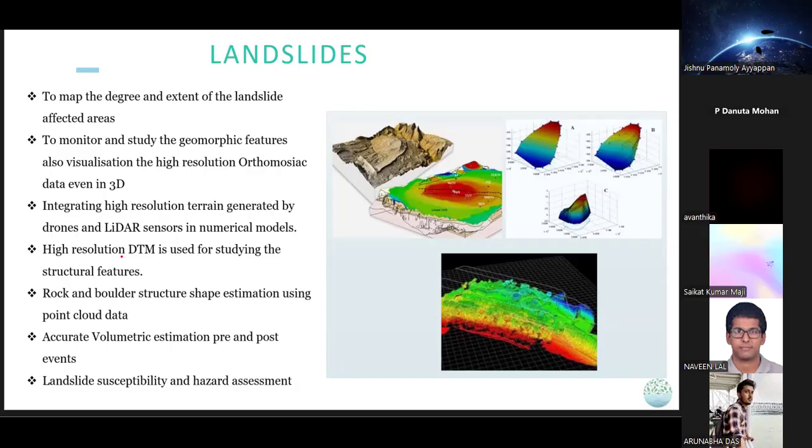Then we can attain high resolution DTM for studying the structural features. So one of the main contributing or triggering factors of landslide is the lineaments or the geomorphic features such as faults and lineaments. These features can be mapped in detail using the digital surface models. Okay, if you take satellite data, the DEM has a resolution of maximum 30 meter, or you can get ALOS PALSAR of 12.5 meter.